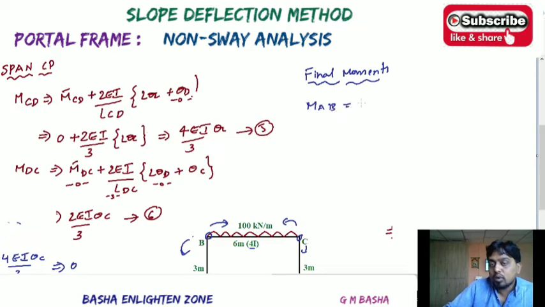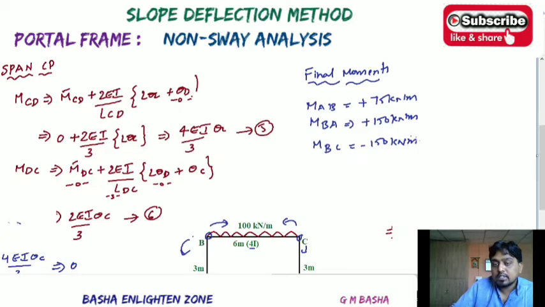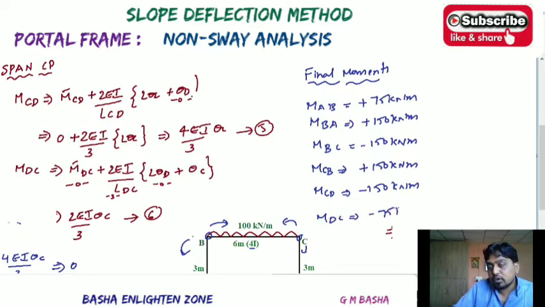MAB equal to plus 75 kilonewton meter and MBA will be equal to plus 150 kilonewton meter. Similarly MBC will be equal to minus 150 kilonewton meter. Similarly MCB will be equal to plus 150 kilonewton meter and MCD will be equal to minus 150 kilonewton meter, and MDC will be equal to minus 75 kilonewton meter.